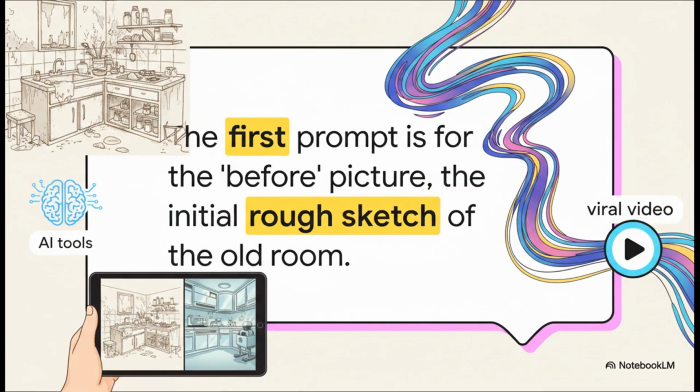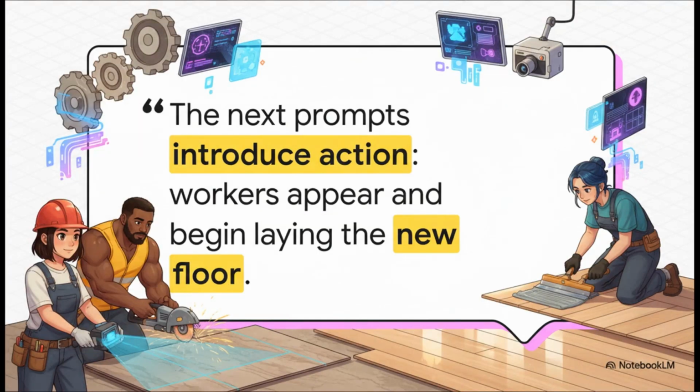So, the very first prompt is all about setting the stage. It's creating that before picture, describing an old, forgotten kitchen in a ton of detail. Really setting the scene for the dramatic transformation that's about to happen. Next up, we build the story. The second and third prompts start to introduce the action, bringing in construction workers, tools, and showing that new floor getting laid down. This is the part that really makes the final video feel like a real time lapse.